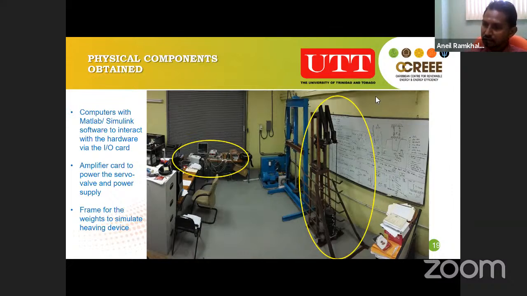The second larger circle here shows a pulley system, which was designed basically to simulate a heaving device. So we attached some weights to that cable, which was directly attached to the hydraulic ram. And this was again to simulate a device on the rig to simulate that motion.